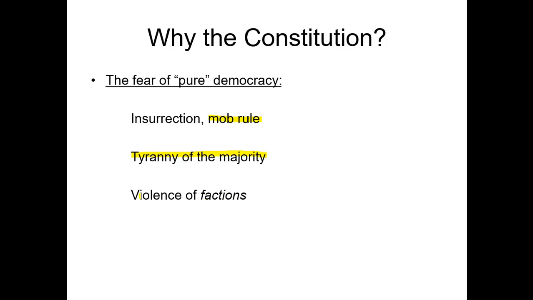And as we'll talk about later on, the problem of factions, and that's groups of people coming together that are bound by some common impulse of passion or self-interest. And then once they come together, they could be violent, unruly. They could grow into what was called the tyranny of the majority. So that was another thing that the framers of the Constitution were concerned about.